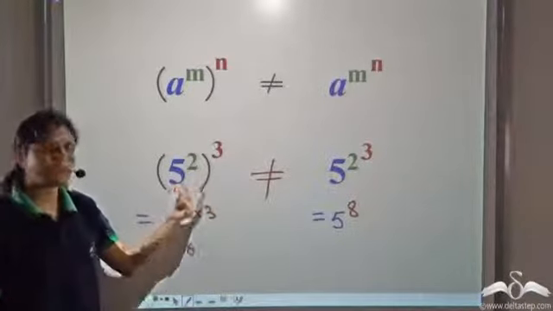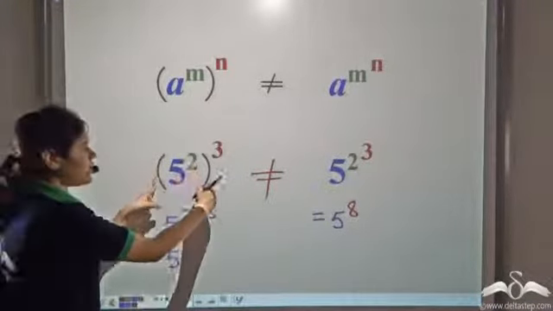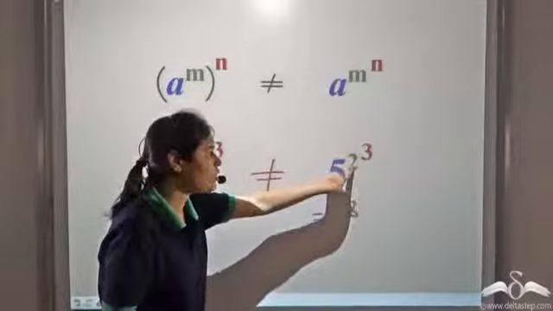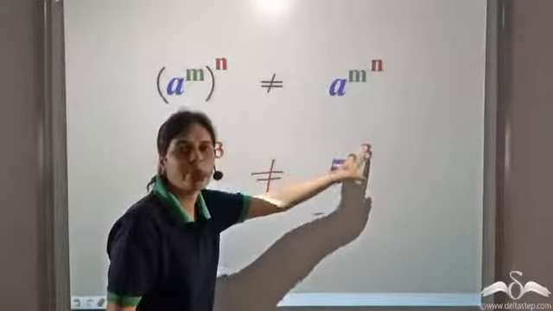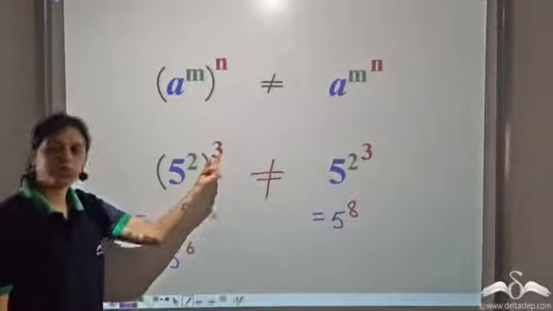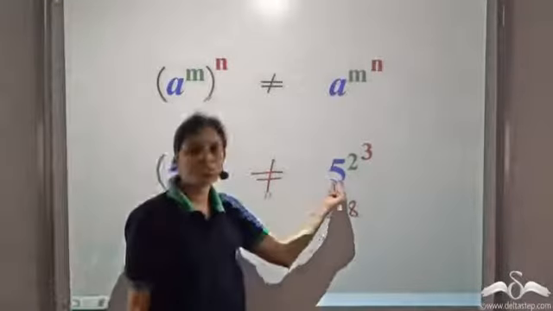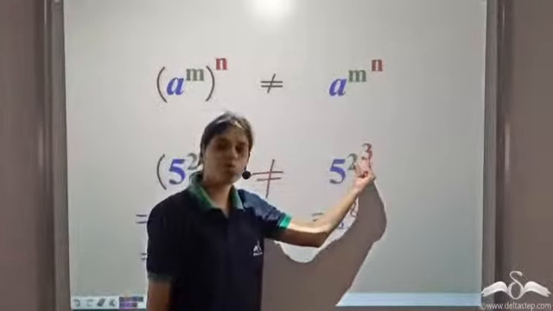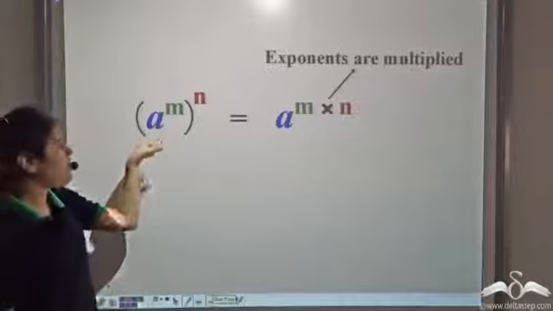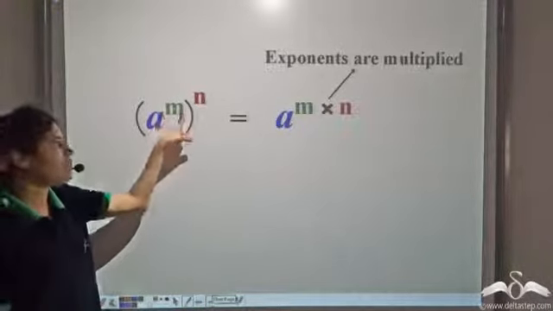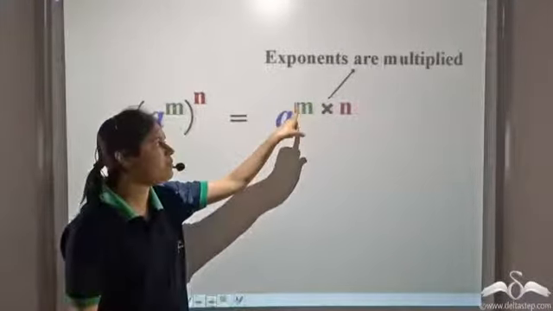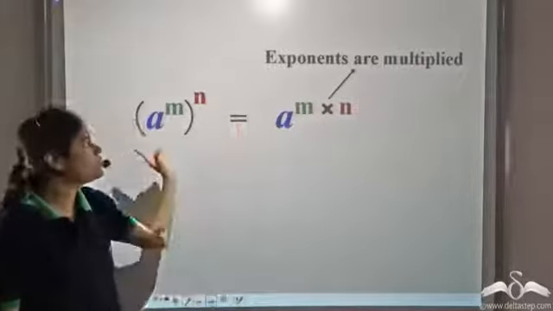So you have to be very careful in applying this law, whether there is a bracket here or not. If there is no bracket, it means that the exponent itself is raised to the power. So in this case, the base is an exponential number, whereas the exponent is an integer. In this case, the base is an integer, but the exponent is an exponential number. So to summarize, we have an exponential number a to the power m whole raised to the power n. Then we multiply the powers in order to simplify this.